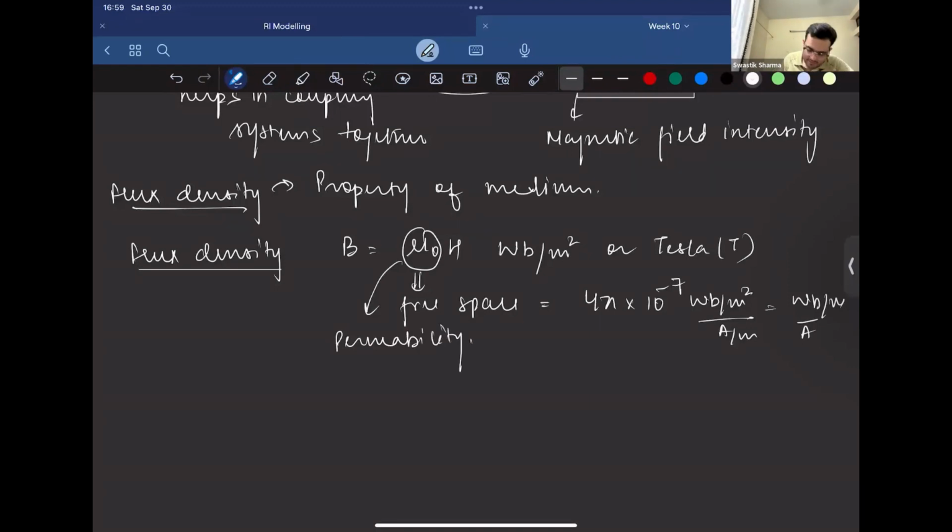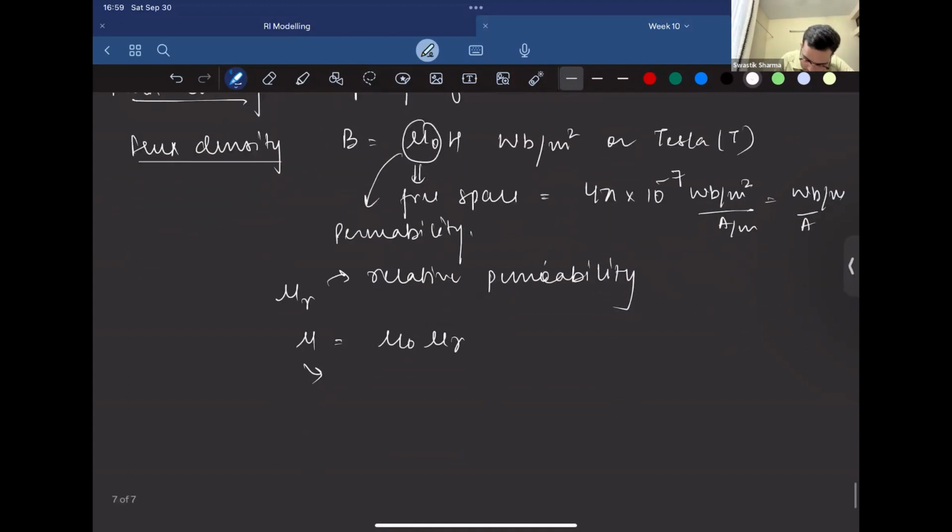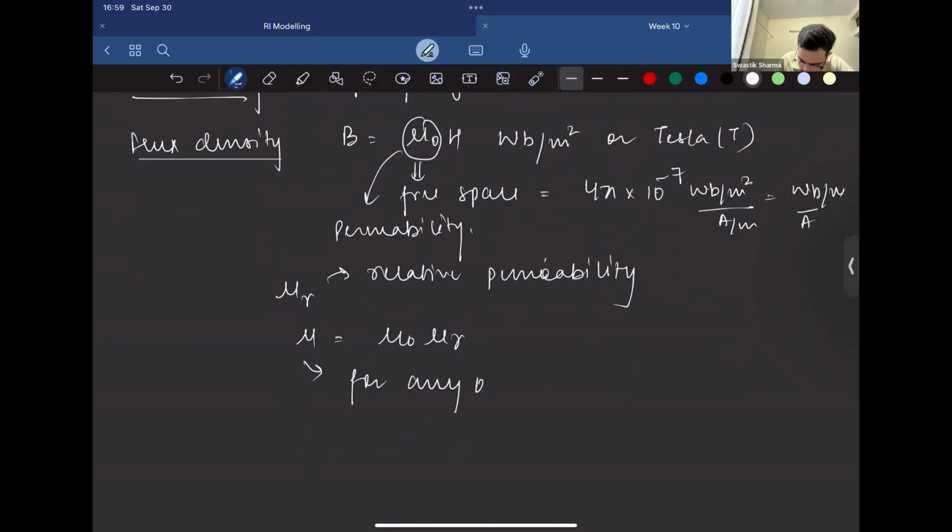For any other medium, we define a relative permeability, which can be written as this. This is how we denote the permeability constant for any other media, which can be written as this only, right?